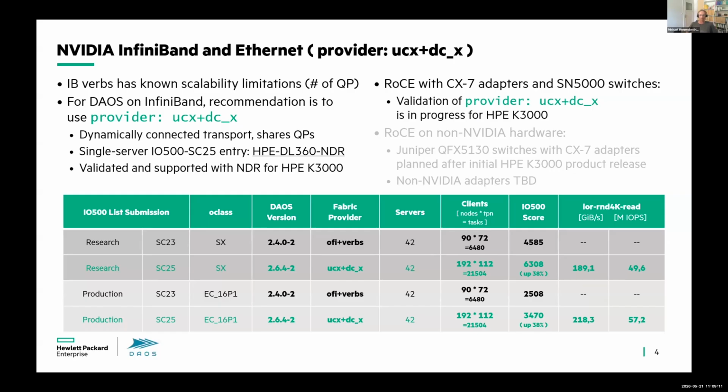The goal for the HPE product, which is called K3000, is definitely that we will support all the InfiniBand levels up until NDR, right? That has already been validated. We started working with an all-NVIDIA Ethernet environment as well, with ConnectX-7 adapters and the Spectrum SN5000 switches. And the goal is to also have that supported with RoCE in the product launch for the K3000.